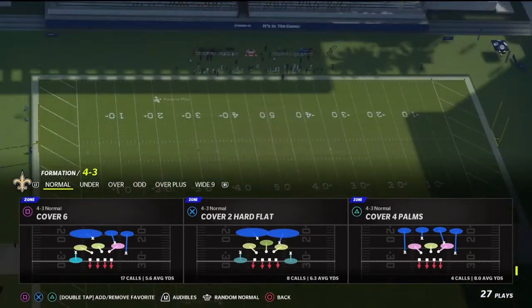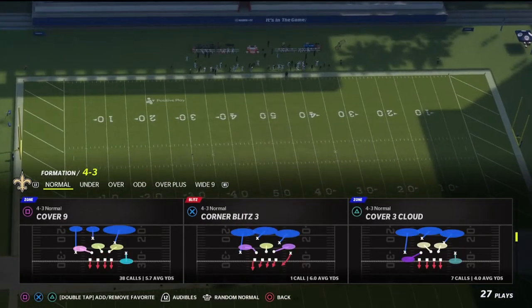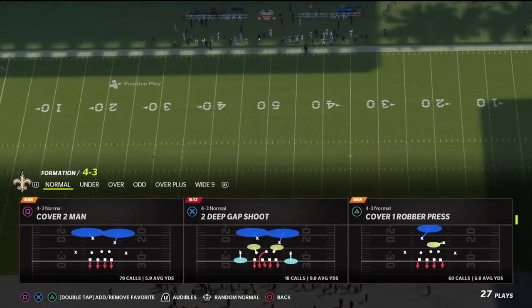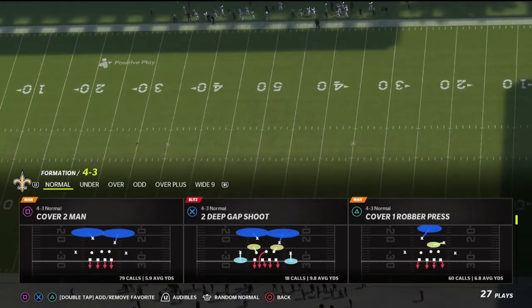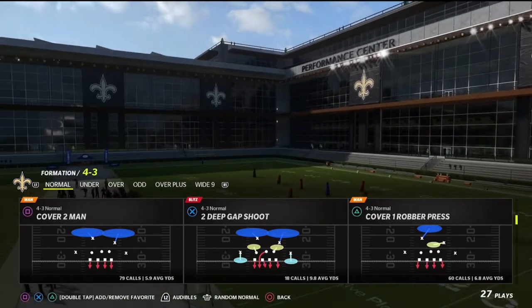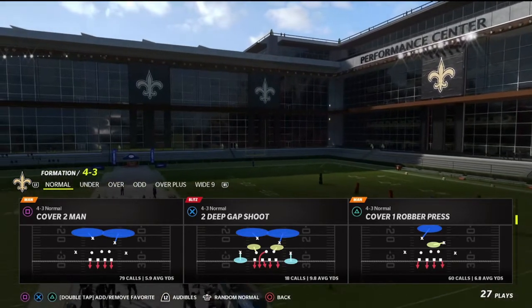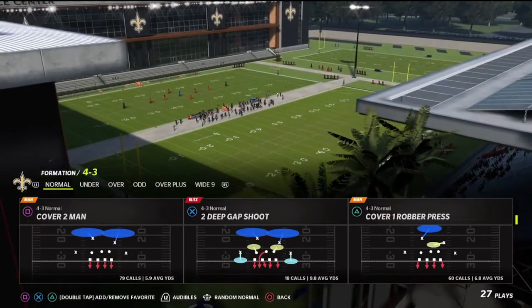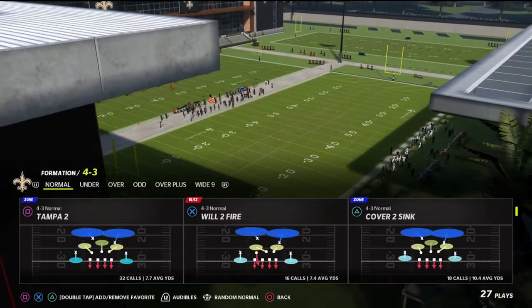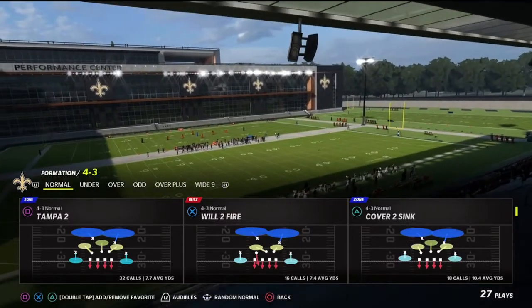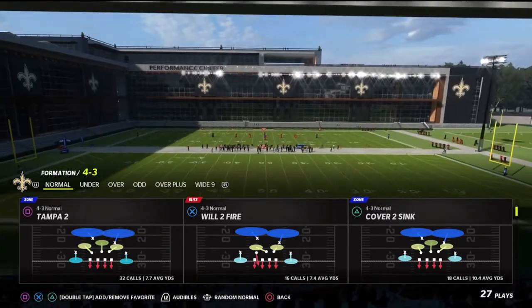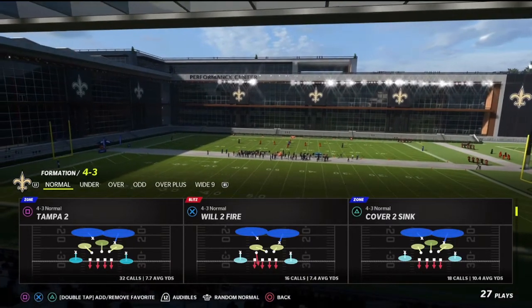And now we get to cover 2 as I find a cover 2 play. We'll start with a, there we go. On the left-hand side, you see cover 2 man. That is a cover 2 man concept, another unique concept. The play right next to it, 2 deep gap shoot. That is a cover 2 zone blitz scheme. Another unique concept in WFL as far as defense goes. The play on the left or the play on the right, so either Tampa 2 or cover 2 sink qualify as cover 2 zone coverage, which is another unique concept in WFL.